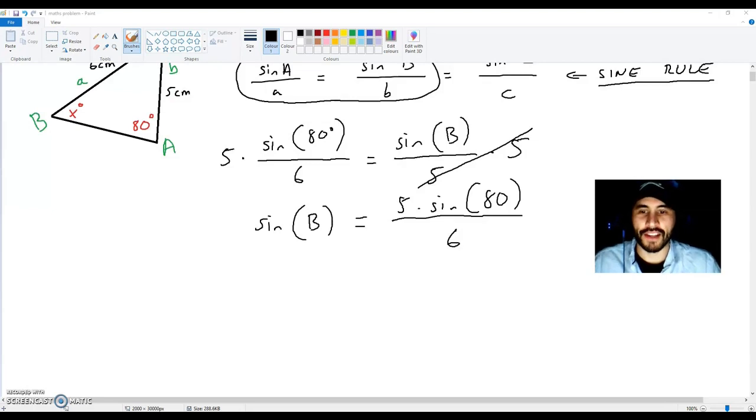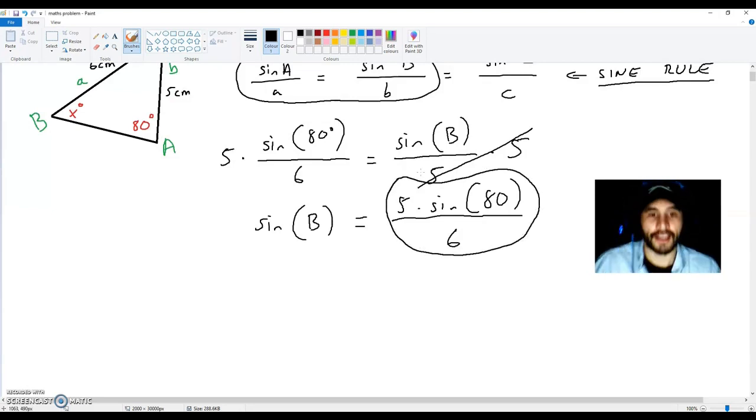Okay, now that we have sine B on its own, we are going to have to take the arcsine of this value over here in order to get B on its own, which is equal to x. Now the arcsine symbol is going to look like this on your calculator, and you are going to get the arcsine of this over here. Make sure your calculator is in degree mode because we are dealing with degrees.